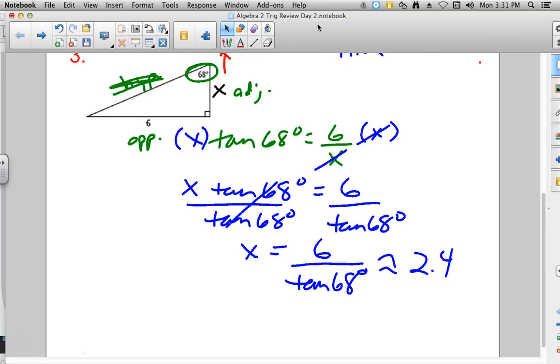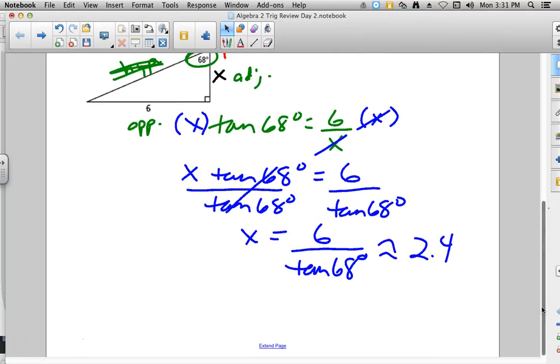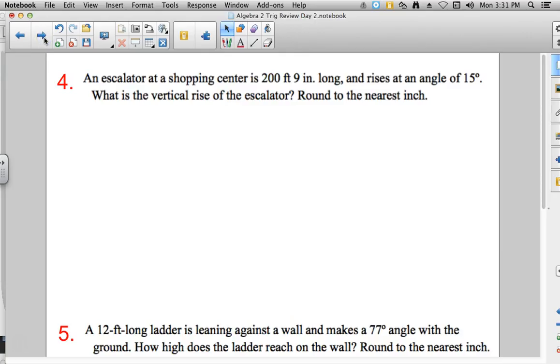So all of these were really good examples of the uses that we have for SOHCAHTOA when we have missing pieces in a triangle. But of course there might be a word problem or two, because all of the MCAs and the ACTs are going to be word problems. And 4 says an escalator at a shopping center is 200 feet 9 inches long, and it rises at an angle of 15 degrees. What is the vertical rise of the escalator? And round to the nearest inch.